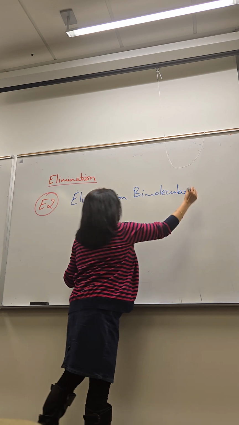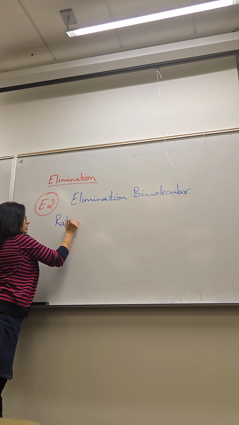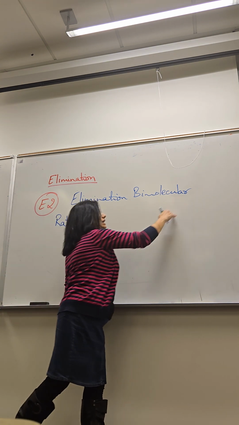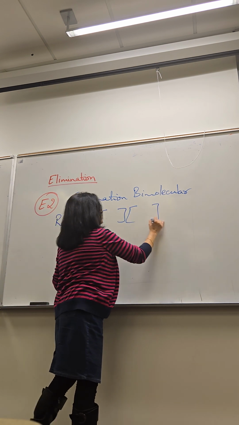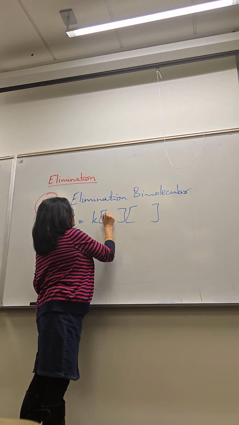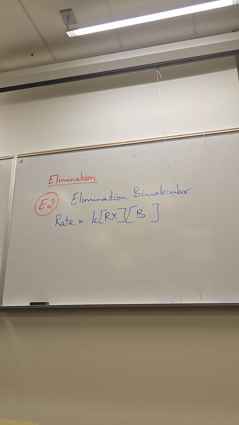Why was SN2 bimolecular? What was the reason we called it bimolecular? And what are those two things that affect the rate? Substrate and nucleophile. So why are we calling this bimolecular? Because the rate depends on two things. What are the two things the rate will depend on in this case? What are the two things involved in this reaction? Base and substrate. Exactly. Same reason.